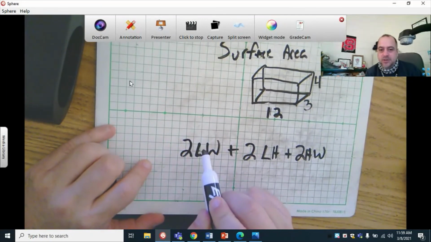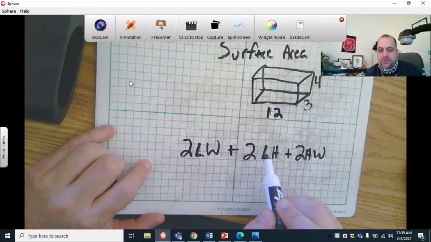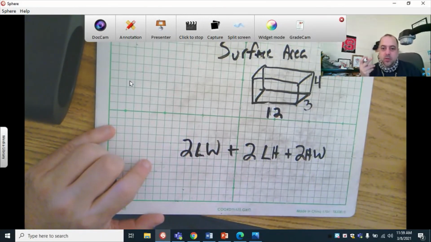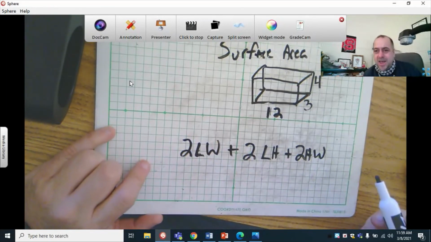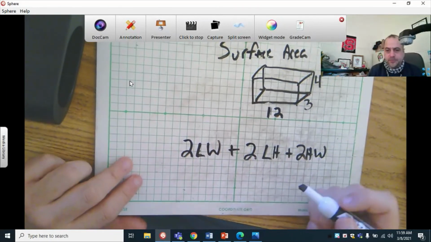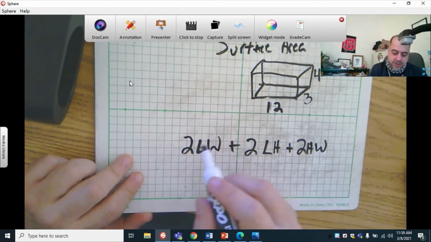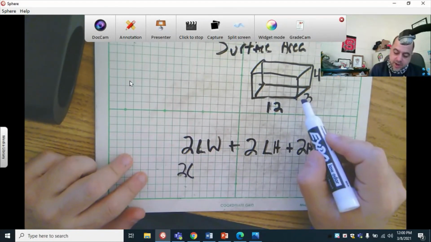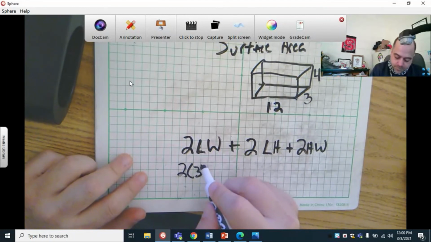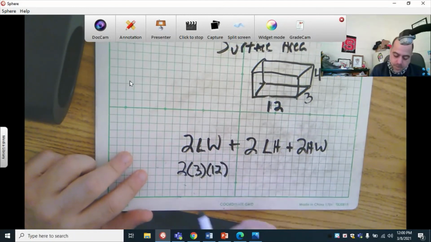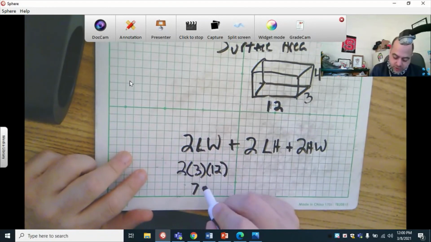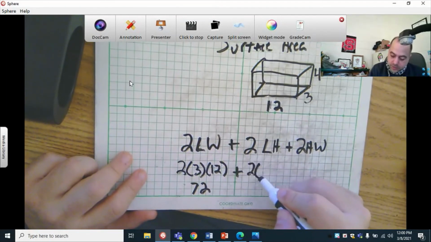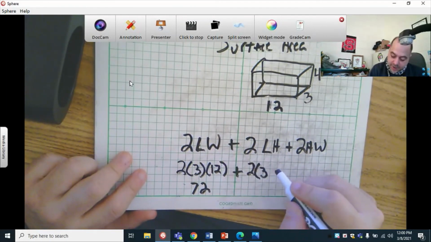It's 2 times length times width, 2 times length times height, and 2 times height times width. So you have 3 things here: length, width, and height. And if you write it down like that, you can do it this way too. Let me show you. 2 times length times width. The length is 3 and the width is 12. That gives you 72, plus 2 times the length, which is 3, and the height is 4.